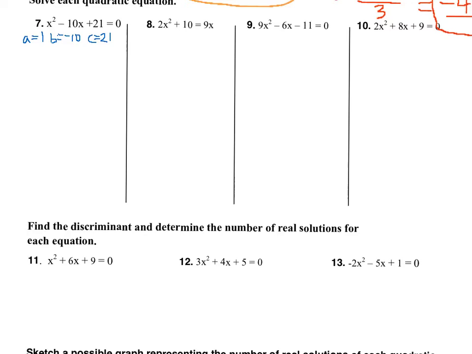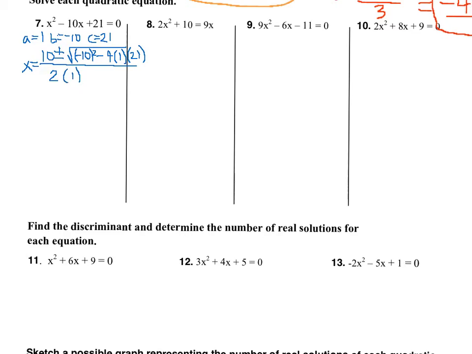All right, so now that I've got a, b, and c, I'm just going to plug into my formula. So x equals the opposite of b. So my b is negative 10 here, so I'm just going to put down the number 10. Opposite of b plus or minus the square root of b squared minus 4ac. And remember, we're going to just plug things in parentheses. All over 2a.